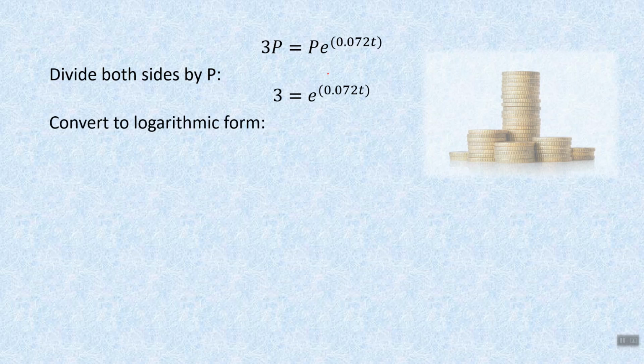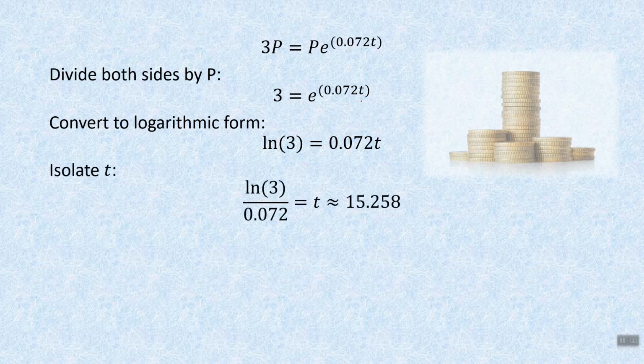Once we have this exponential isolated, we can convert to logarithmic form. 0.072t is the power, so 0.072t will equal a logarithm. The base of the logarithm is e, so I'll use the special notation, our natural log. It's an L, not an I. The natural log of 3 is equal to the exponent. We can isolate t now by dividing both sides by 0.072, and we get 15.258 for our t value once we evaluate it in a calculator.